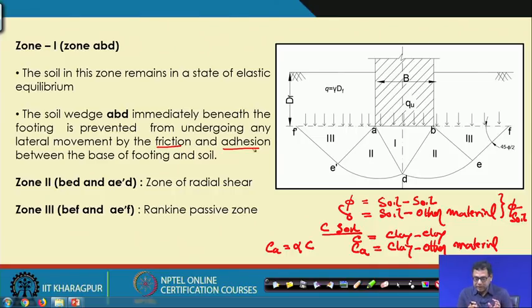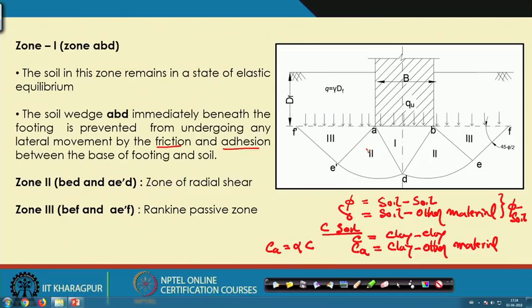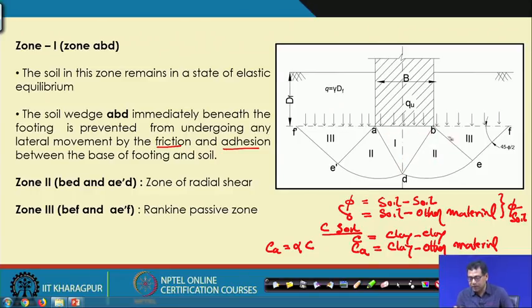Now, in zone 2, when we apply this load, the foundation and zone 1 deform in the downward direction. The other zones of the soil deform in the radial direction. This soil zone is not deforming in the radial direction, but this soil zone is deforming radially because the wedge and the foundation are going in the downward direction. So, that is why there are two zones.